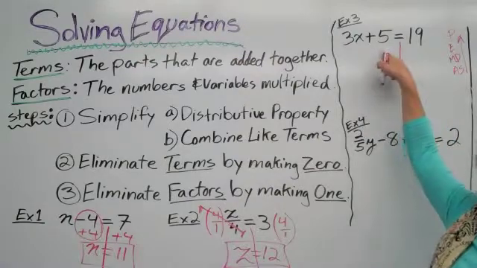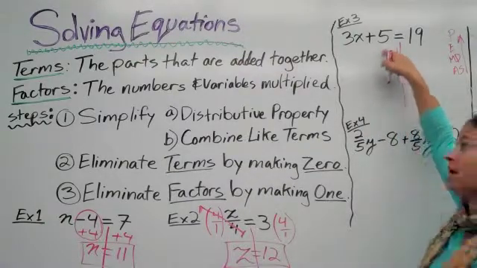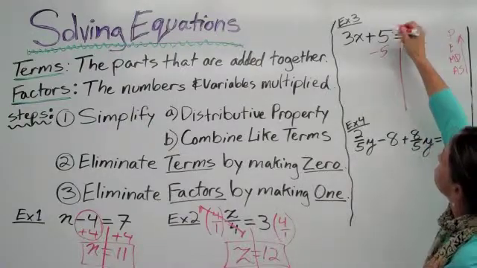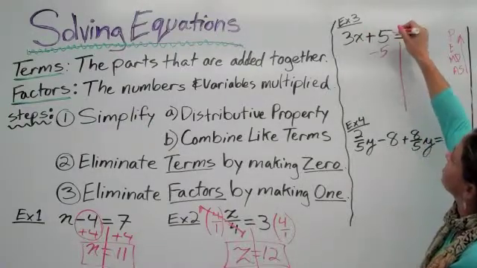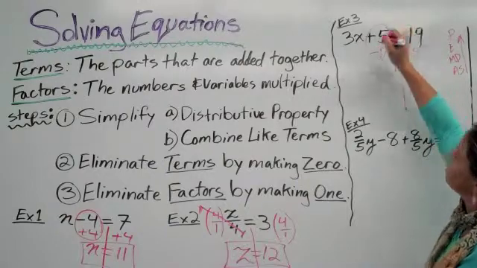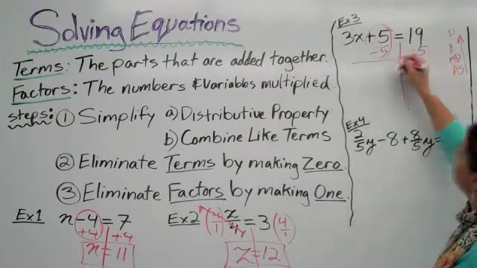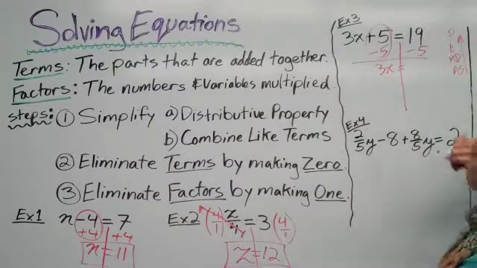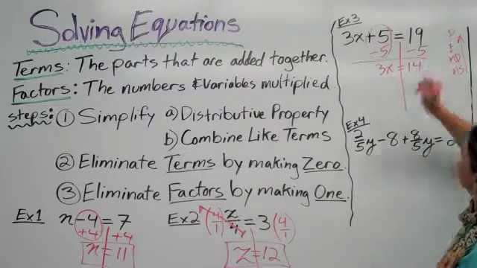Okay? But I'm going to first eliminate this term. I want to get rid of this positive 5. So the inverse of positive 5 is minus 5. If I do it to one side, I want to do it to the other. So if I have 3x plus 5 minus 5, this makes 0, and I'm left with 3x. And 19 minus 5 is 14.